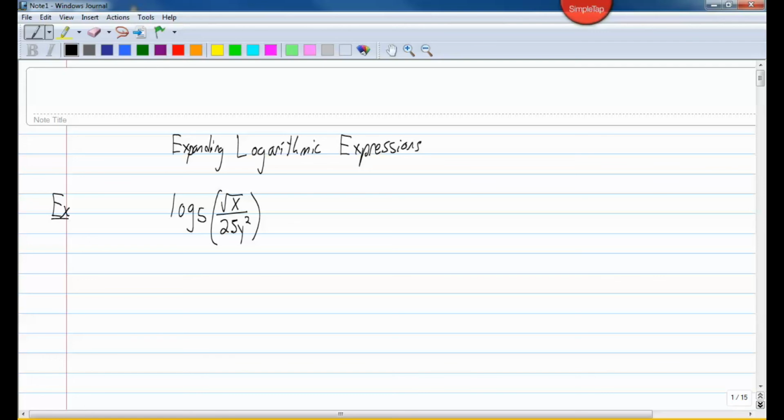The first property that you want to apply is the quotient rule, if you can. If you have a fraction or a quotient, you want to apply the quotient rule. And so that would be log base 5 of the square root of x minus log base 5 of 25y squared. So the top over the bottom. Log base 5 of the numerator minus log base 5 of the denominator.